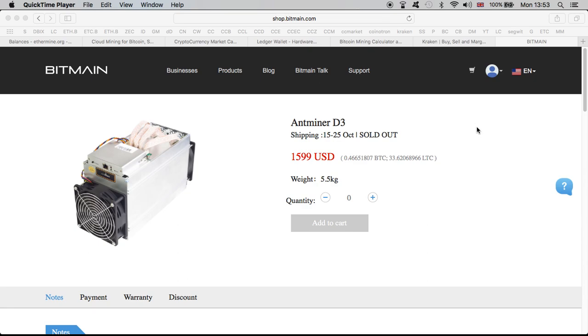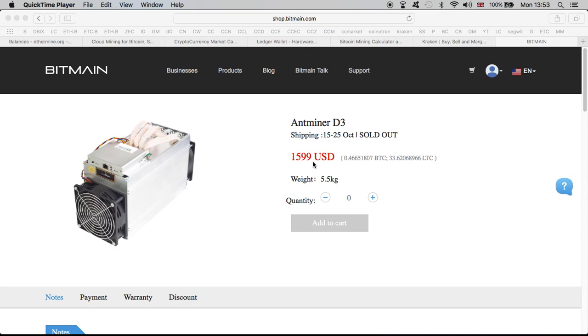I have some exciting news for the people who like to mine at home and are interested in the Bitmain ANTMINER D3. As you can see currently on the website, it is sold out. Shipping will begin 15th to 25th of October. Very interesting to see as well the price.